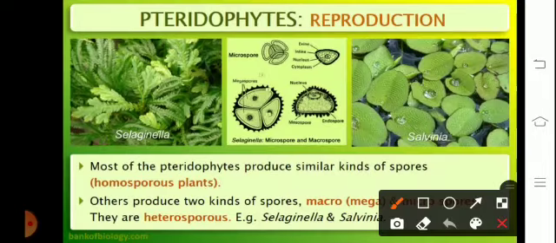The characteristic feature of the pteridophytes is that some produce different kinds of spores. They are the ones which gave rise to heterospory. The event is a precursor to the seed habit. The female gametophyte is actually retained on the plant or the sporophyte, and development of the zygote takes place within the female gametophyte. That's a precursor to the seed habit, and that's an important step in evolution.